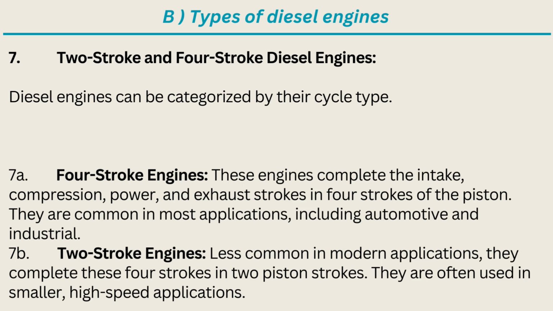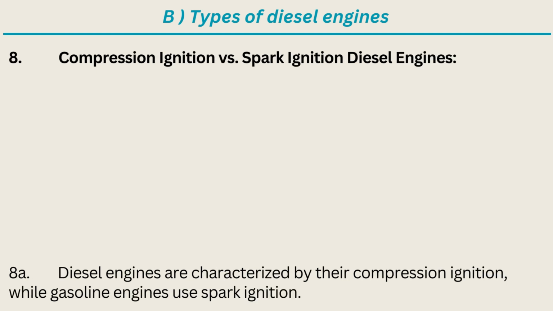7. Two-stroke and four-stroke diesel engines. Diesel engines can be categorized by their cycle type. 7A. Four-stroke engines. These engines complete the intake, compression, power, and exhaust strokes in 4 strokes of the piston. They are common in most applications, including automotive and industrial. 7B. Two-stroke engines, less common in modern applications, complete these 4 strokes in 2 piston strokes. They are often used in smaller, high-speed applications.